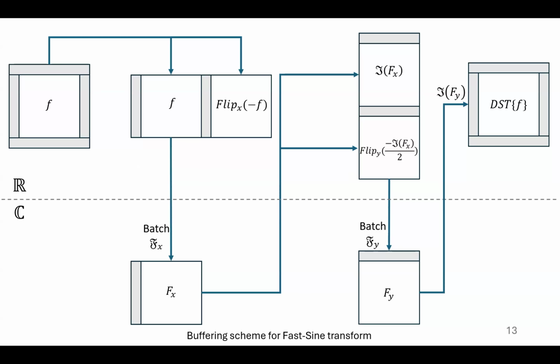This is the memory mapping or buffer mapping for a single sine transform. In the first stage, we really just copy and flip the grid to the vertical axis, do a batch fast Fourier transform, and do the same thing for the other axis. It is just a very fancy two-dimensional Fourier transform.